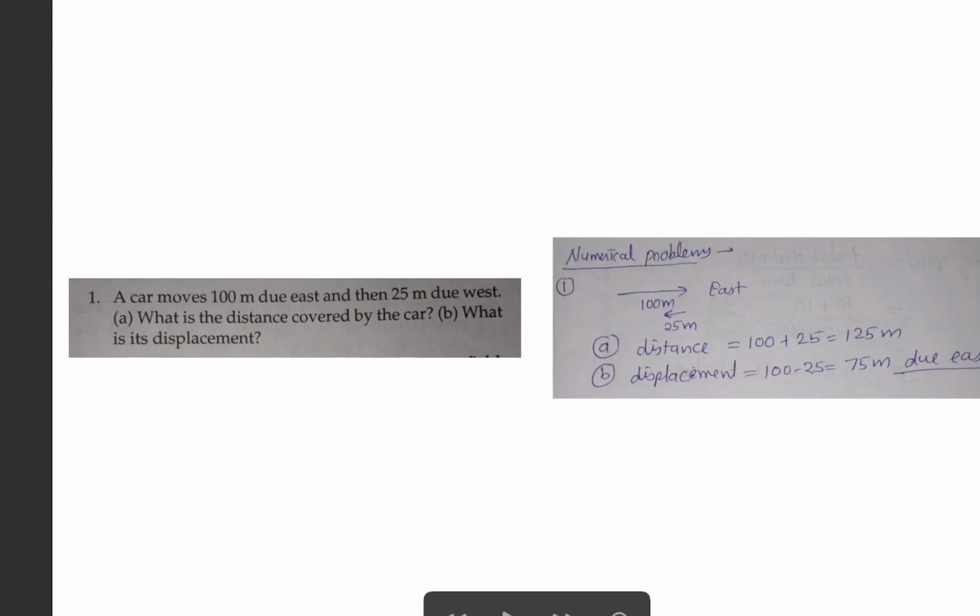In this video, we will solve H.C. Verma book, Chapter 2, Physics, Unsolved Numerical Problems. This is the first problem.